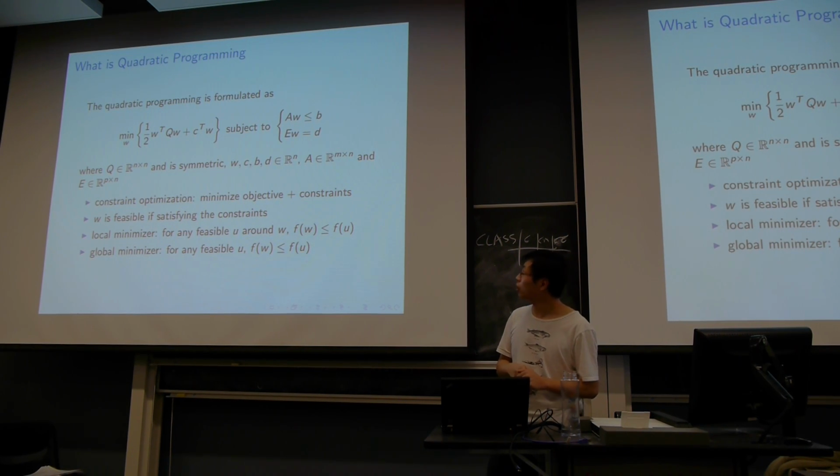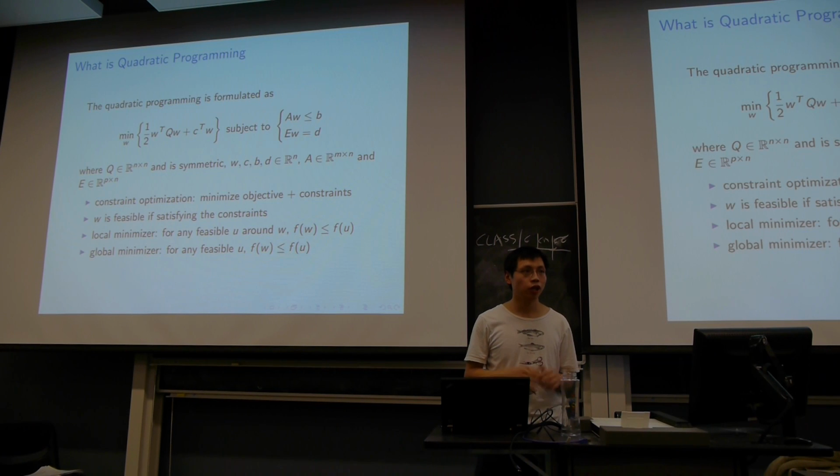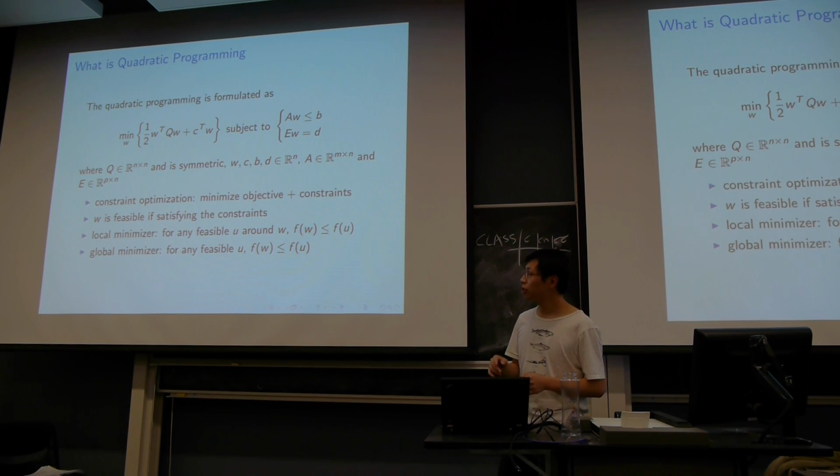For the equality constraint, E times w equals d, it is the same. If you have P rows in E, you have P equality constraints. So we call it constrained optimization. It has a form where you minimize the objective term, and you have some constraints. We call w feasible if it satisfies all the constraints you have.